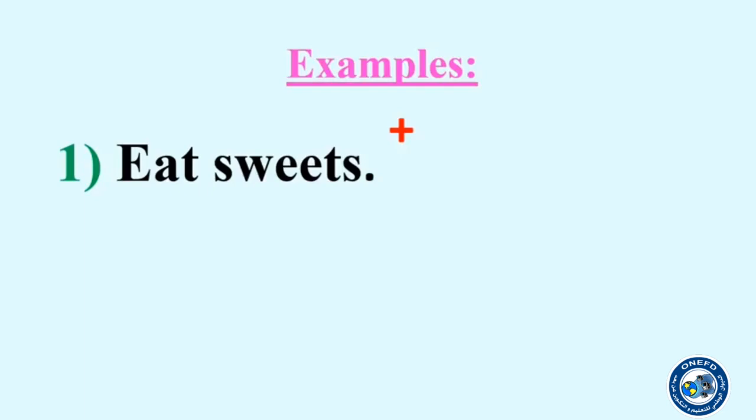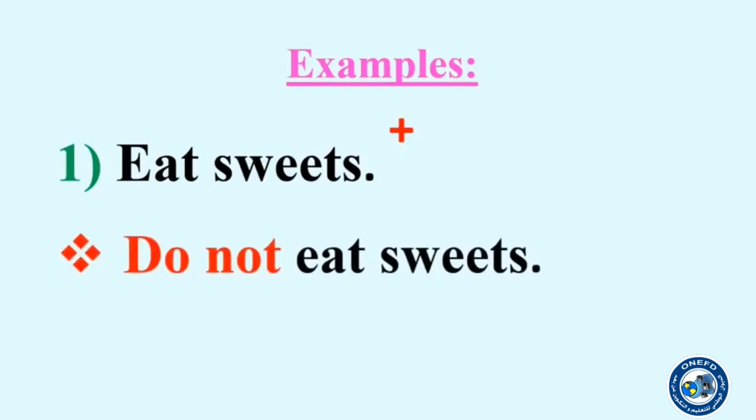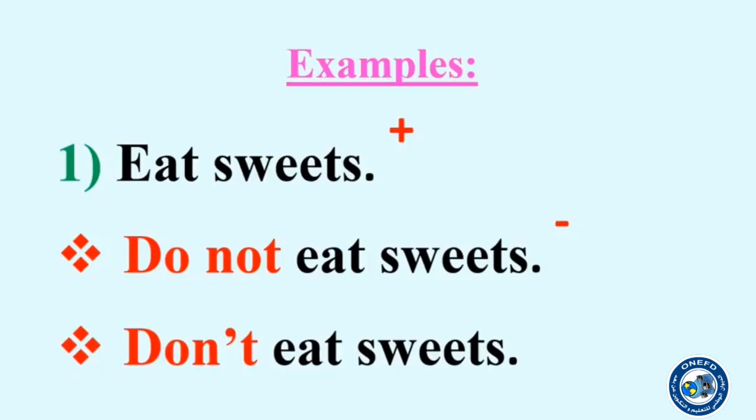When we change, we may say, do not eat sweets. So there is a very simple change. We put the expression do not or don't plus verb plus object. So we can say do not eat sweets or don't eat sweets. Both express the negation form. So eat sweets, do not eat sweets, or don't eat sweets. Because eating sweets is unhealthy.